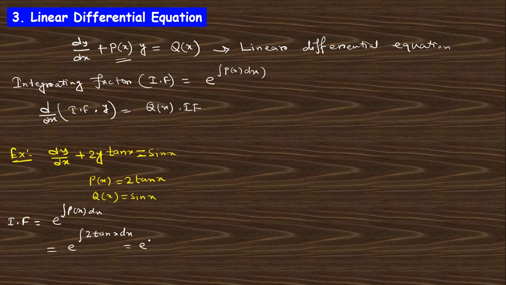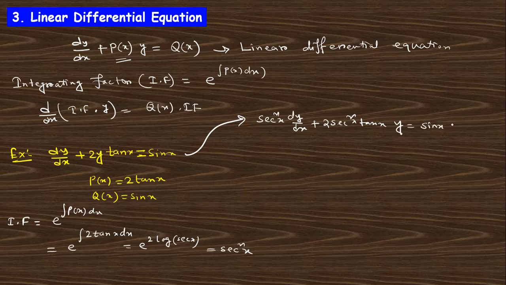The integration of tan x is nothing but log of sec x. So this is e to the power 2 log sec x, which will be sec square x. So the integrating factor is sec square x, right? If you multiply this equation by sec square x, you will get sec square x dy/dx plus 2 sec square x tan x into y equals sin x sec square x.